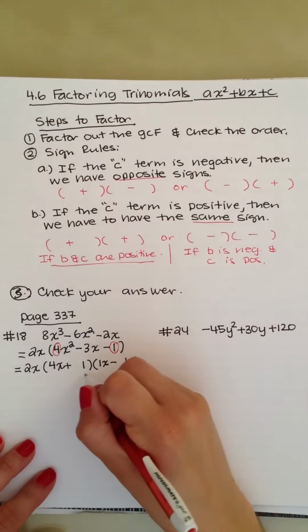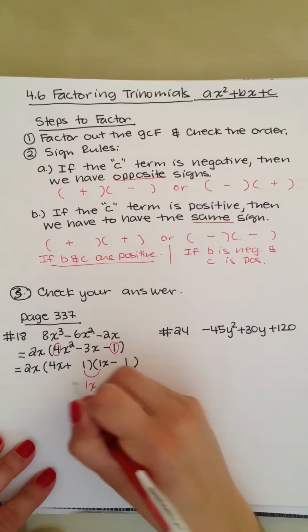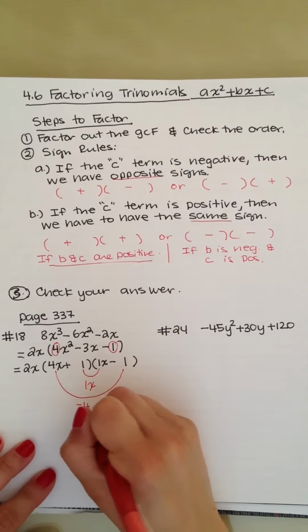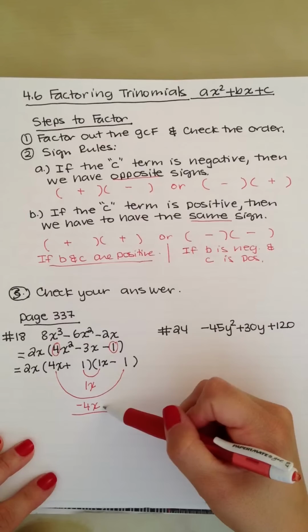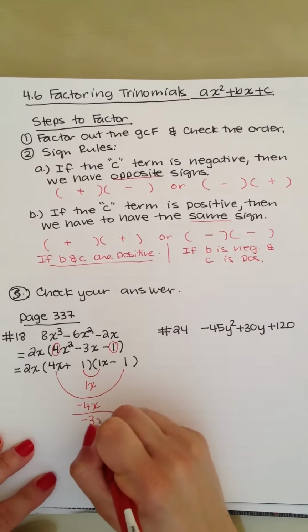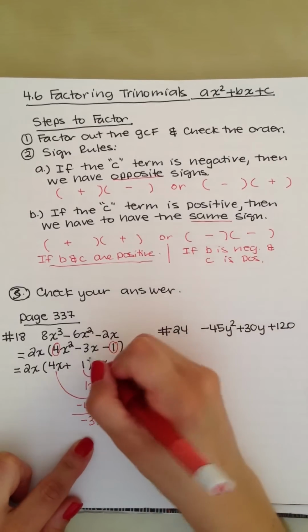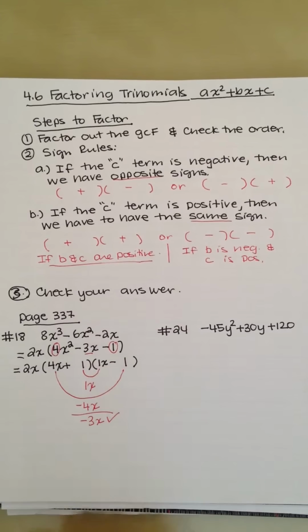It's really easy. Multiply the inner ones, which gives us a positive 1x. Multiply the outer terms, which give us a negative 4x. You want to combine, so 1x minus 4x, that's a negative 3x. What you get here needs to be the exact same term as your middle term. So these two match, which means I have factored this correctly.